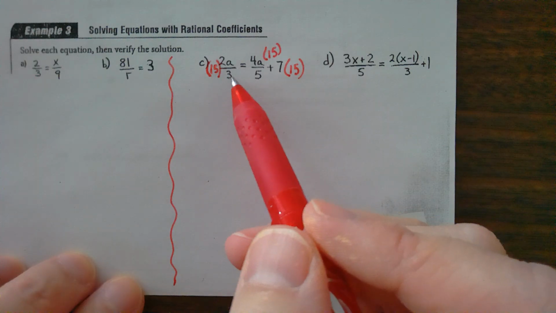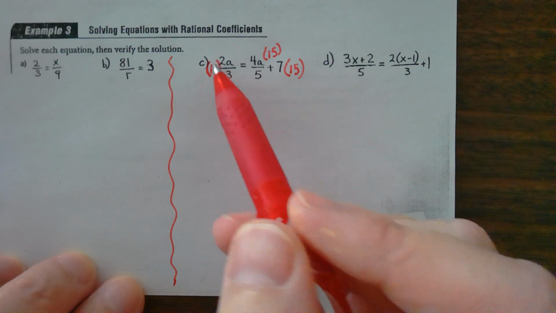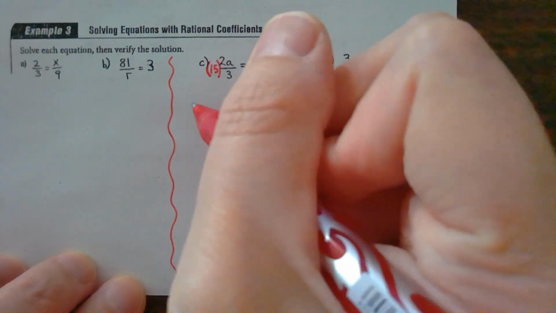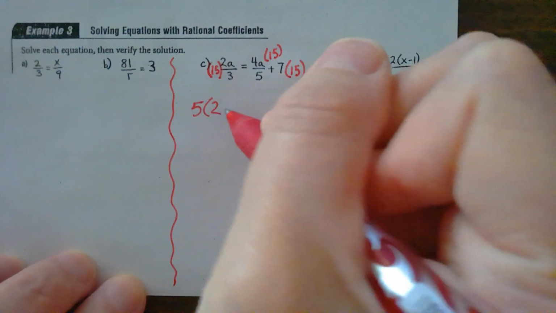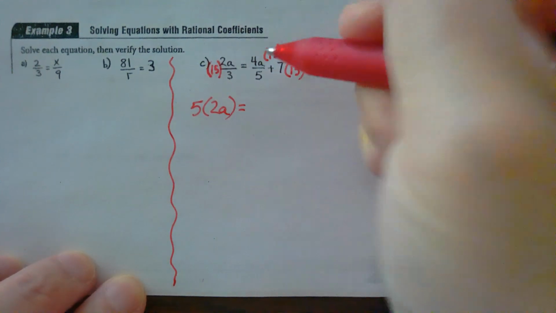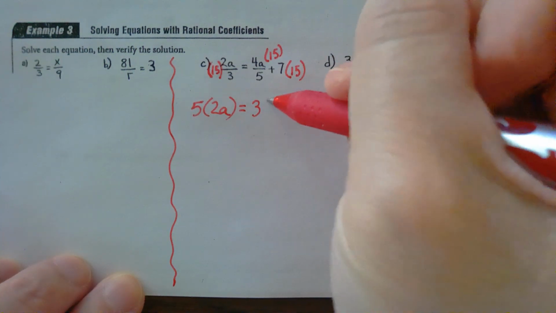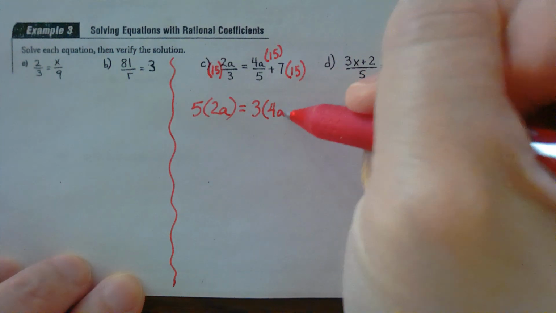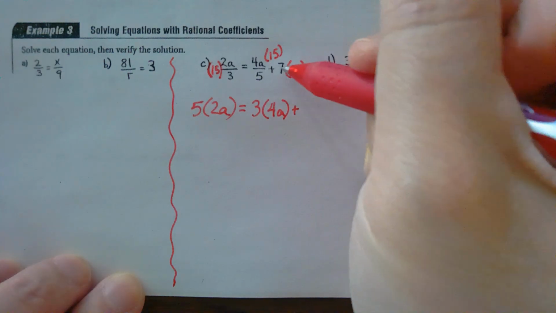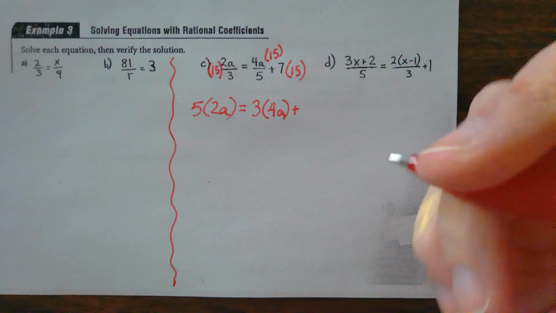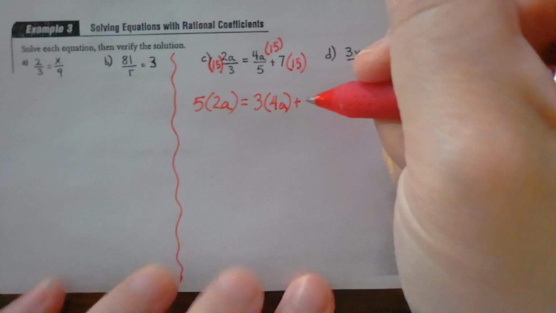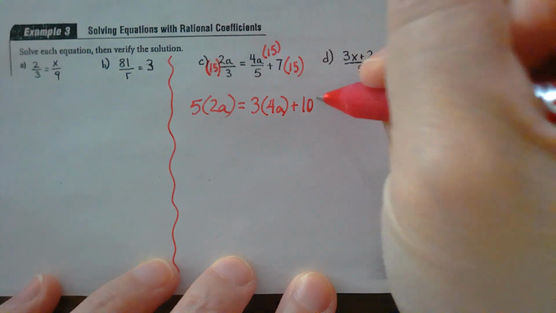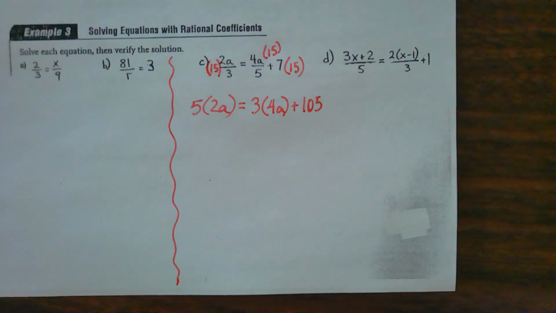15 divided by 3 is? 5. And then you have 5 times 2a. What's 15 divided by 5? 3. So 3 times 4a. And then what is 7 times 15? 105, I think. 105? Yeah. And you see, just like this, one step, no more fraction.